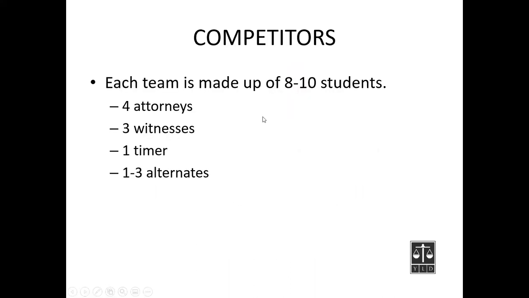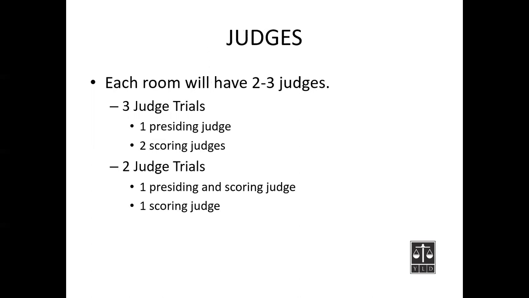So we'll start by talking about the students themselves. Each team is going to be made up of 8 to 10 students. That's going to be 4 attorneys, 3 witnesses, 1 timer, and 1 to 3 alternates. You may occasionally see a team with 11 students. The first thing to do is check with the students and see if they have an exception granted by the tournament director. If they do, then everything is good. If they don't, then you should take the issue to the tournament director.